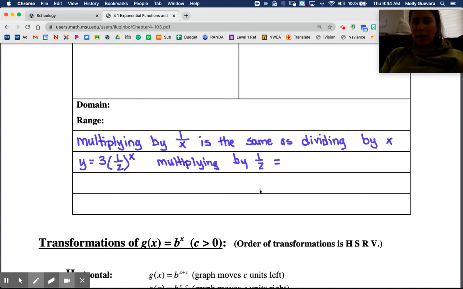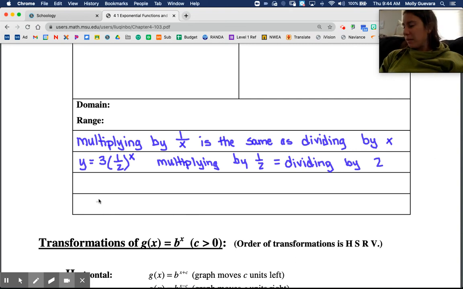Sometimes it's kind of hard to do. Multiplying by 1/2 sometimes isn't the easiest. So we can also think of this as the same thing as dividing by 2. If I'm multiplying by 1/2 every time, I can also think of it as dividing by 2 every time. And that makes it a little bit easier to think about.